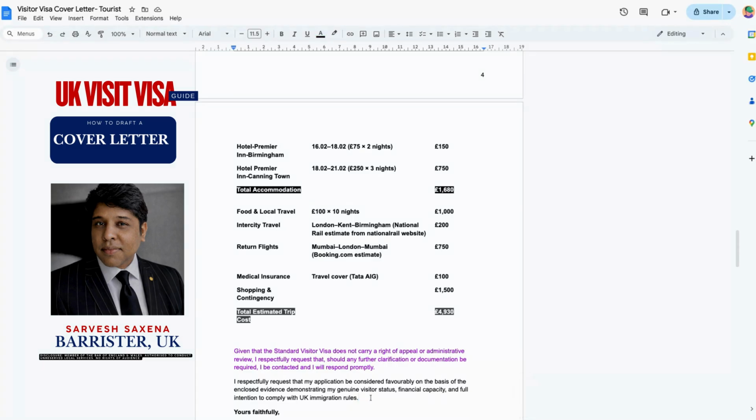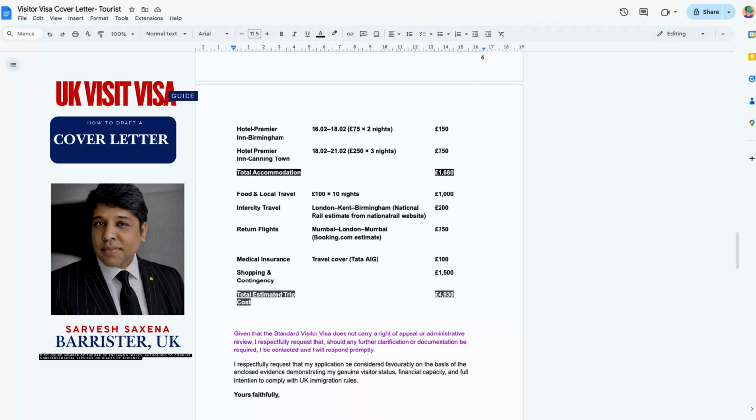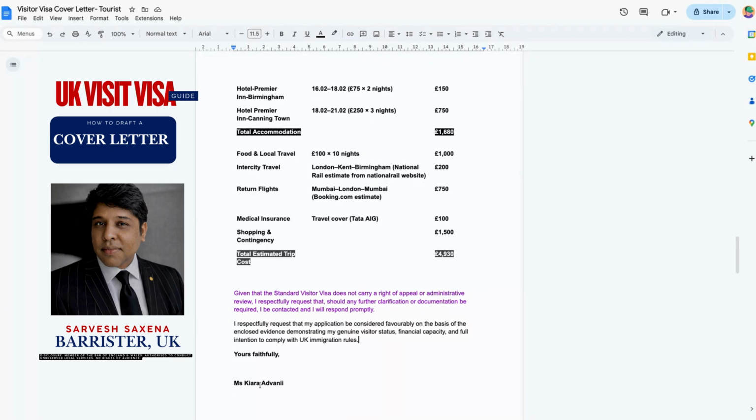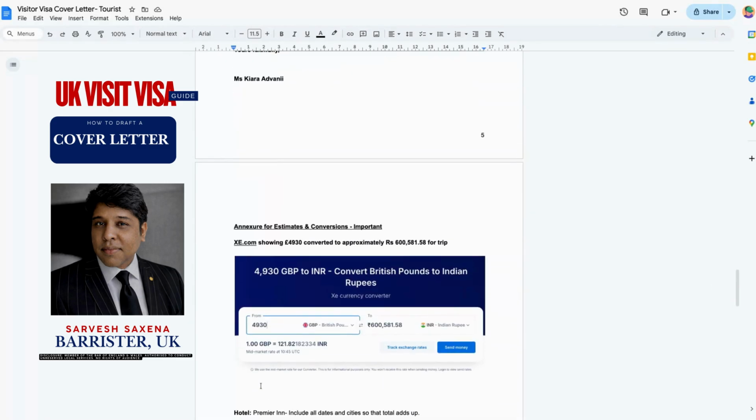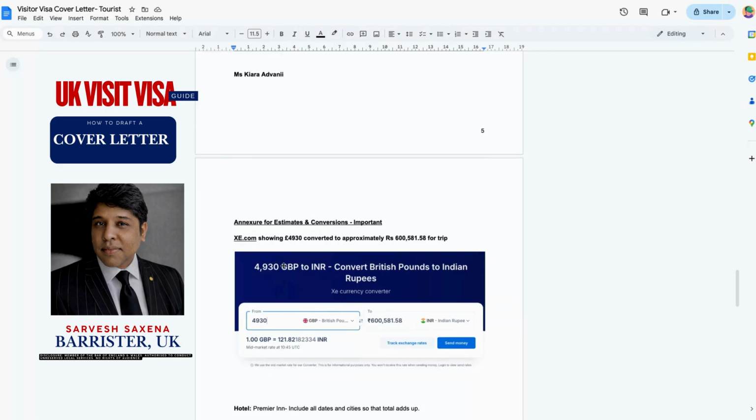Then you write, I respectfully request that my application be considered favorably on the basis of enclosed evidence demonstrating my genuine visitor status, financial ability, and full intention to comply with the UK immigration rules. So it is self-explanatory, I don't need to explain. Then you sign it. Now, this is the cover letter. At the bottom of the cover letter, you need to add something called an annexure, in which you show the estimates. I want to keep everything in a single document. I don't want to paste the bank statements or supporting evidence in this document. But since I said 6 lakh rupees is roughly equal to 4,930 pounds as per xe.com, I have attached the snapshot here so that they can see for themselves.